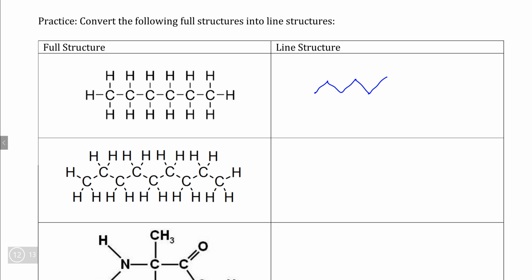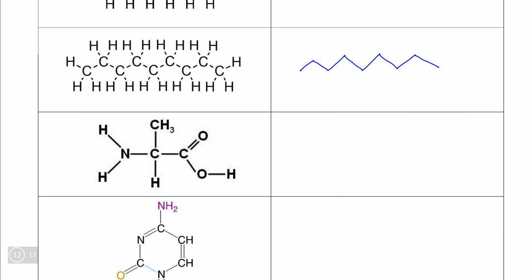So if we just copy that with the same idea, 1, 2, 3, 4, 5, 6, 7, 8, 9. Remember that every end and every bend is a carbon. 1, 2, 3, 4, 5, 6, 7, 8, 9. And there are no other elements in this structure other than hydrogen and carbon. Looks like we're good.